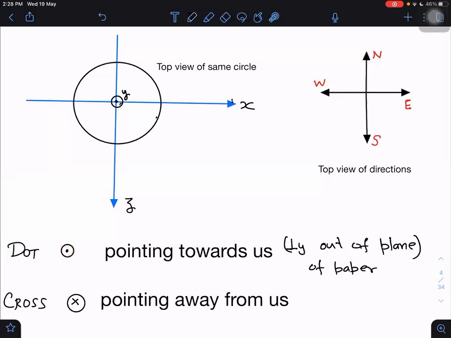What does the cross represent? This cross represents going away from us, perpendicularly into the plane. We are discussing the y-axis. Yes, we are discussing the y-axis. How does the y-axis look to us?